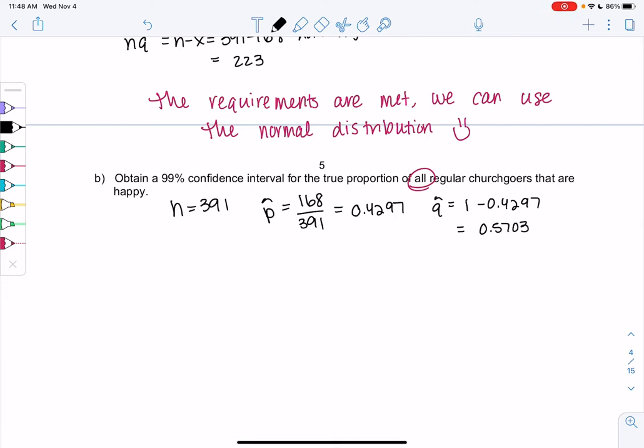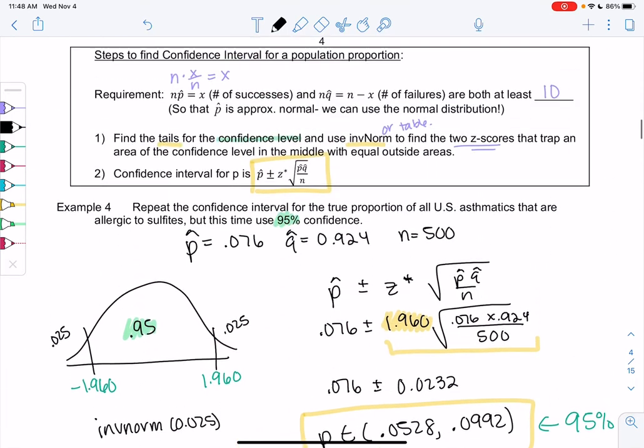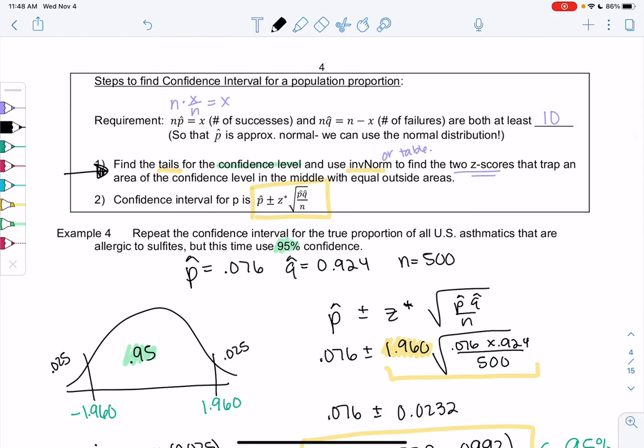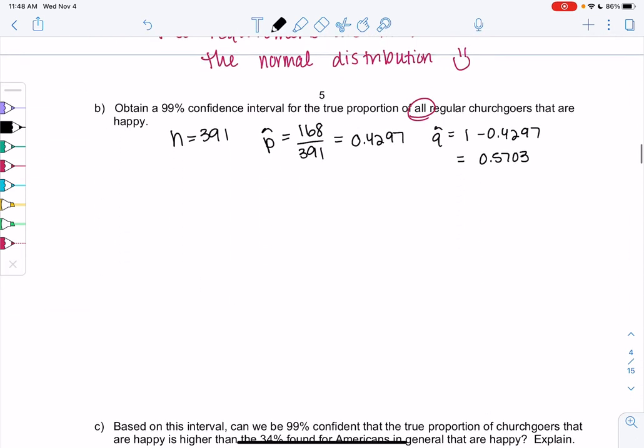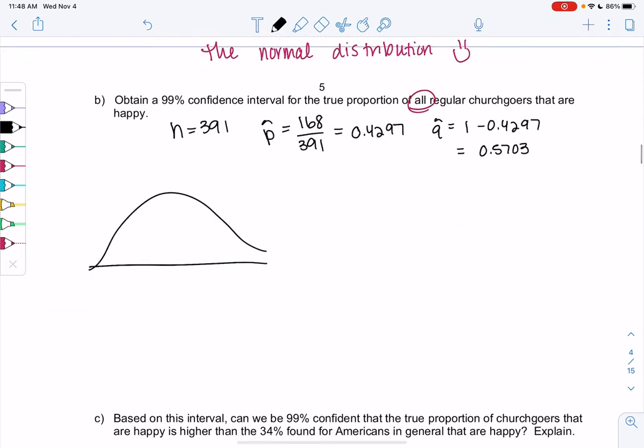Before we can use the formula, we're going to find the z-score. We put the confidence level in the middle and find the two z-scores that trap an area of the confidence level in the middle. Then we can plug into the formula. So 99% means we put 99% in the middle. A little messy of a normal curve, but that's okay. Which means we have 1% left over, so each side gets 0.005, because that would be 0.5%.